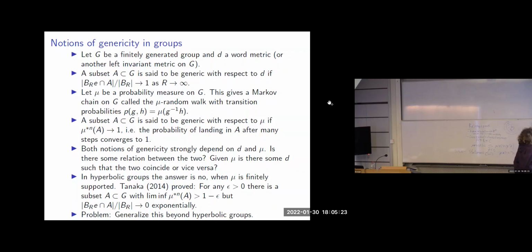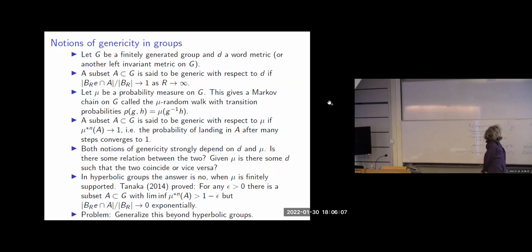There's also a probabilistic notion of genericity. You choose a probability measure mu on G, and this gives you a Markov chain where your jumps are distributed according to mu. A subset is said to be generic with respect to mu if the convolution of mu assigned to the subset converges to 1. In other words, if you take a bunch of steps of this Markov chain, you're probably going to land in A. Both notions of genericity strongly depend on G and mu.